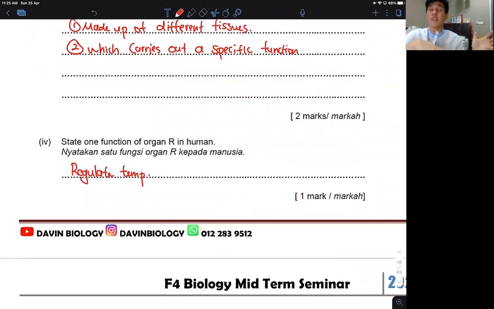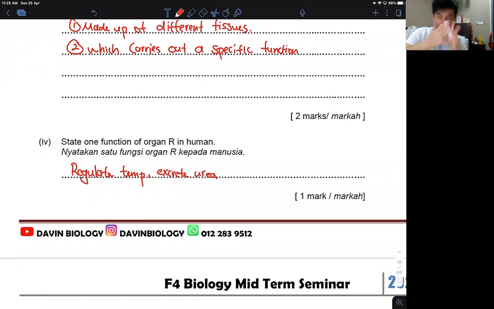Something you learned before last time, in Form 4 next time, you're going to learn more. How does it control your body temperature? You also can say helps to excrete urea, because you sweat that time, you excrete urea inside it, so you also can mention that.